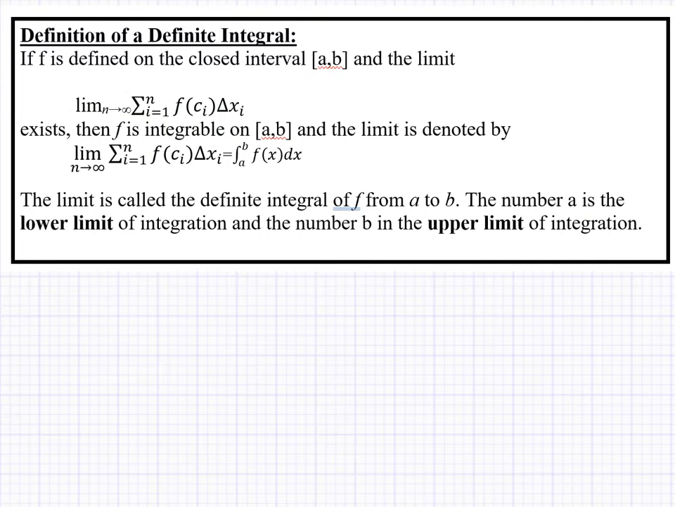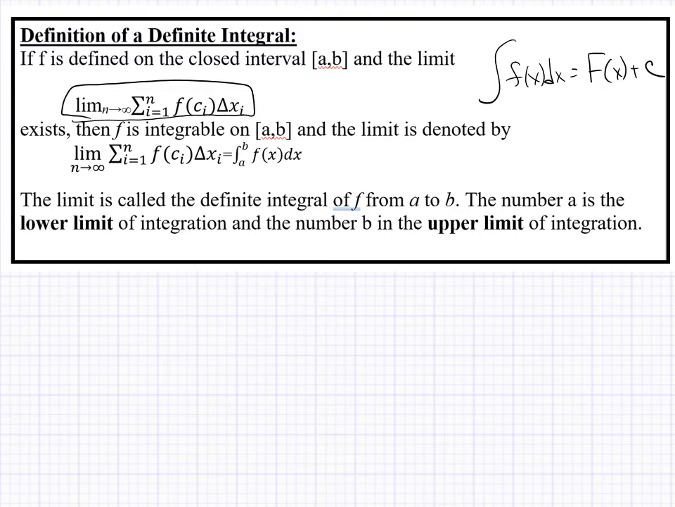This then brings us to the definition of a definite integral. Again, we've had indefinite integrals. Indefinite integrals look like this, where we take the integral of some function dx and we get the antiderivative plus c. Now, what we just talked about a second ago, which was this limit of the sum of f of c sub i times delta x sub i, that right there is what we call the definition of this. This is a definite integral.